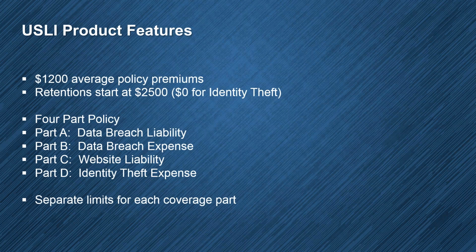The USLI product, our average policy premium that we have on the books is about $1,200. I released a quote the other day that was under $400. It all depends on the limits, the class, etc. We are pay on behalf of wording for all of our coverages, in case you're wondering, and we have a 4 coverage part type of policy, each with a separate limit.